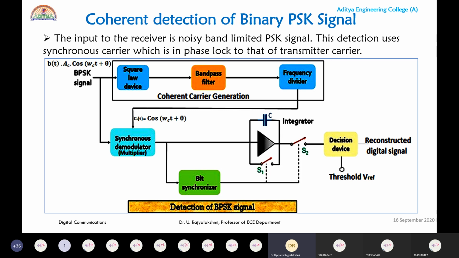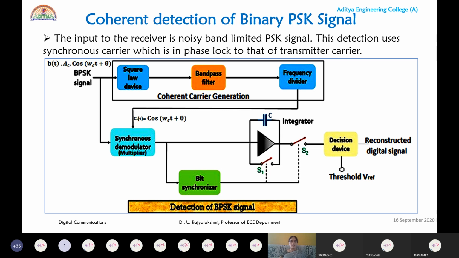Now this square law device takes only the angular part and squares it, and that is applied to the band pass filter. The band pass filter selects only a restricted range of frequencies, and that is applied to the frequency divider. During the analysis you can see how to generate cos(omega ct plus theta) using the three elements. Please remember the three elements, namely square law device, band pass filter and frequency divider, used for generation of the coherent carrier.